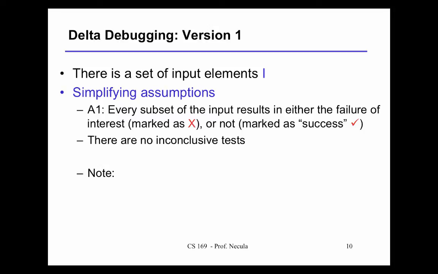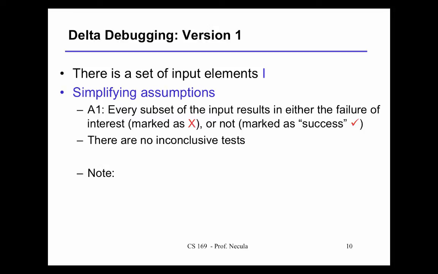The first assumption that we're going to make is that every subset of the input, let's say that there's a set of input elements, I, capital I, and I'll be using this letter to mark my set of inputs. Every subset of that set I, if I construct an input based on that subset and give it to my program, it will either fail in the same way, reproduce the failure of interest, and I'll mark that as an X throughout my slides, or not, and I mark that as a success.